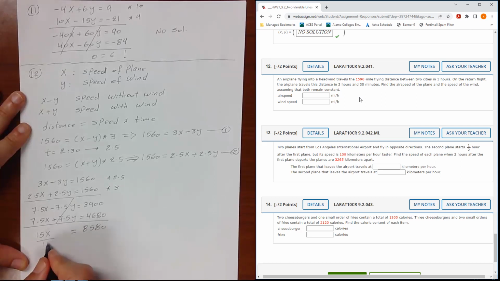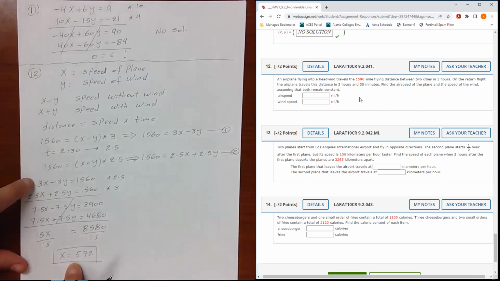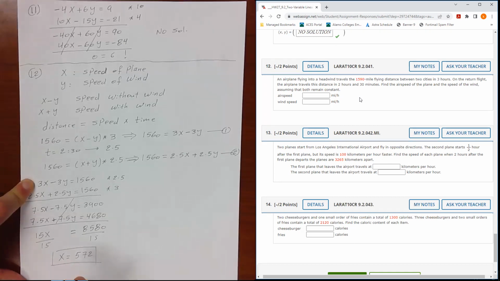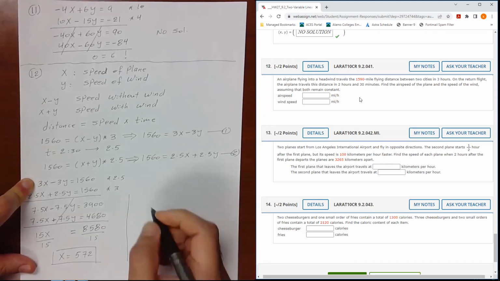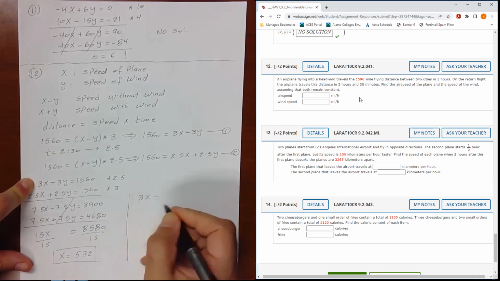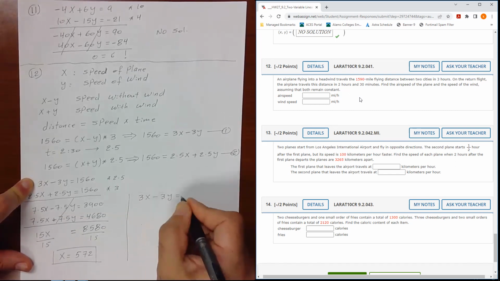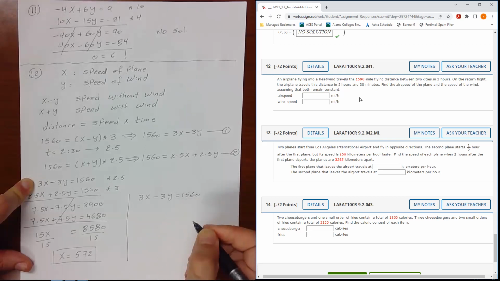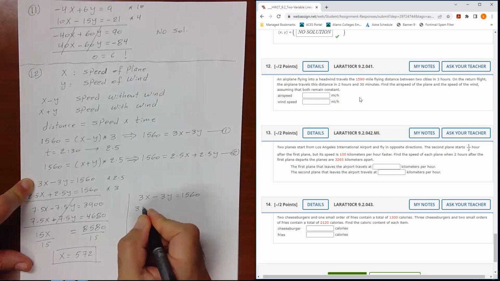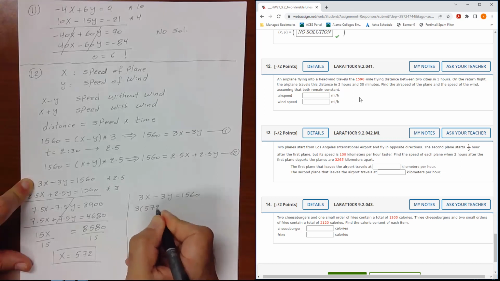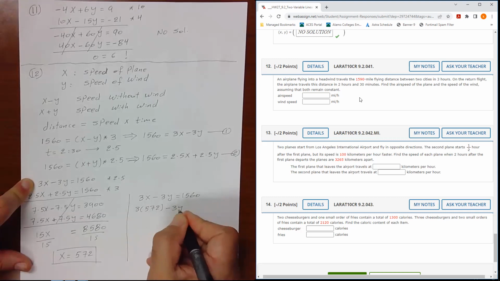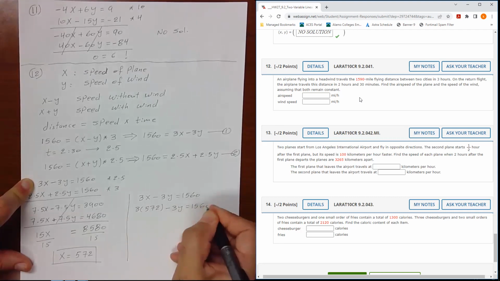Now divide both sides by 15. That means x is going to be equal to 572. This is the value of x. You're going to plug this into the first equation to get the value of y. So 3x minus 3y is going to be equal to 1560. 3x is 572, minus 3y equal 1560.